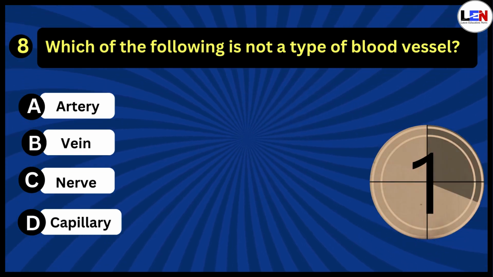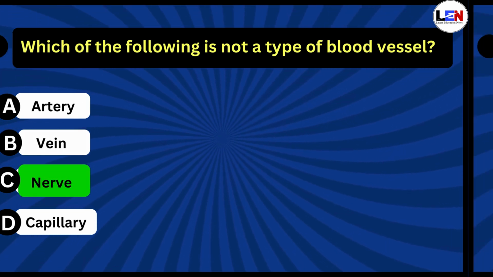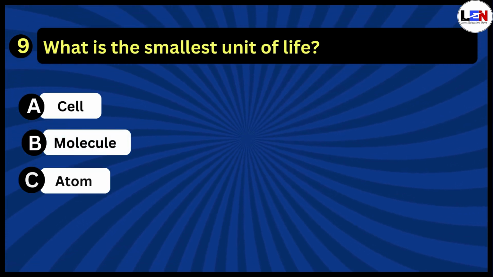Which of the following is not a type of blood vessel? A. Artery. B. Vein. C. Nerve. D. Capillary. The correct answer is option C. Nerve.